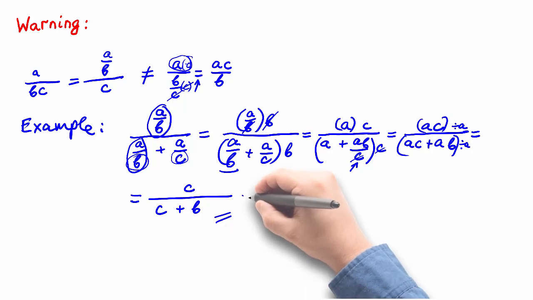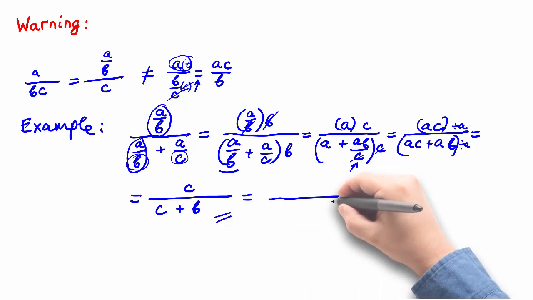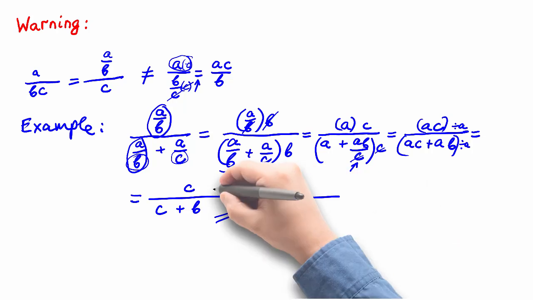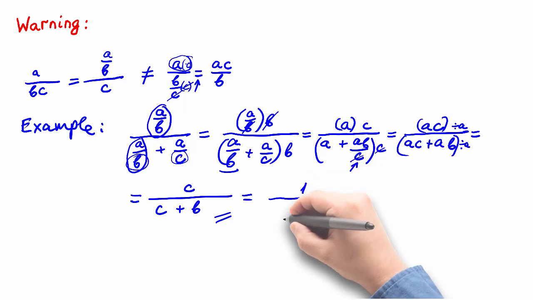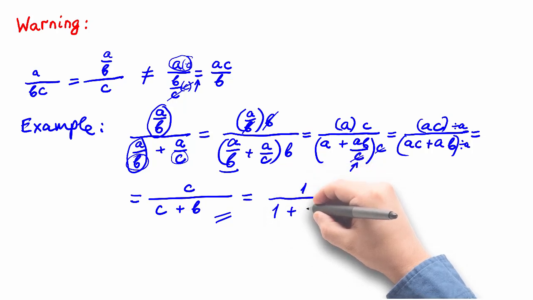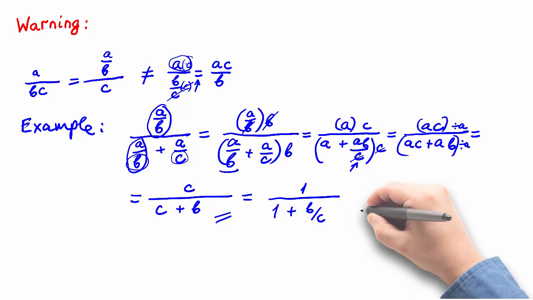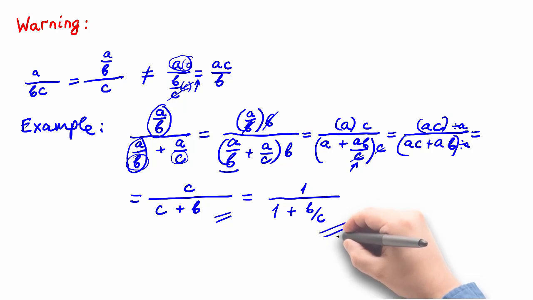But if I want, for example, some other representation, I could divide also by c both numerator and denominator. And then I will get 1 over (1 plus b over c). So this is also a correct answer.